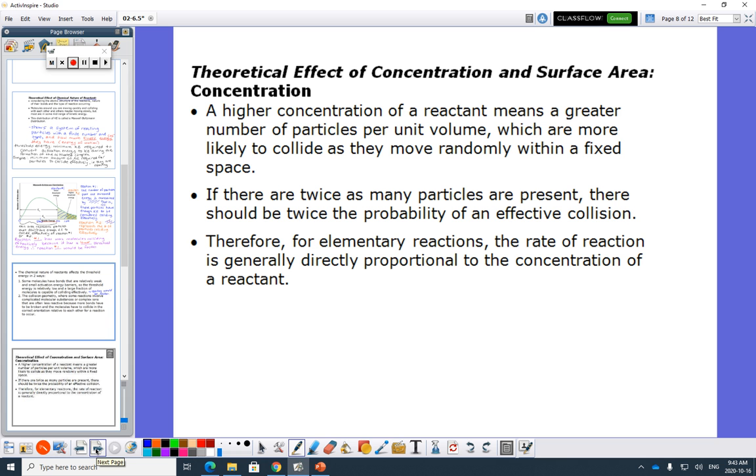Okay, so the next two, concentration and surface area, are much more logical, and these would be the ones that you guys used in grade 10 when you did that blast-off lab. When you have a higher concentration of a reactant, there is a greater number of particles per unit of volume, which are more likely to collide. Again, always make sure to bring it back to the collision.